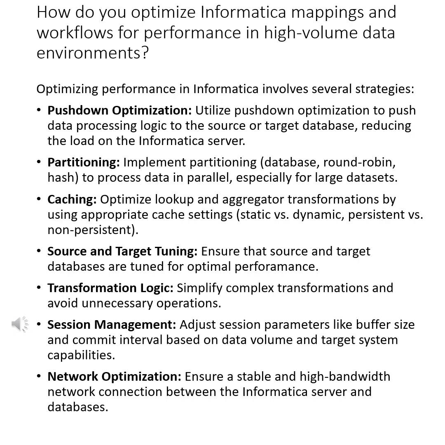Partitioning includes implementing partitions on a database, or round robin or hash, to process data in parallel, especially for large datasets. Caching involves optimizing lookup and aggregator transformations by using appropriate cache settings. Source and target tuning ensures that the source and the target database are tuned for optimal performance. Transformation logic includes simplifying complex transformations and avoiding unnecessary operations.